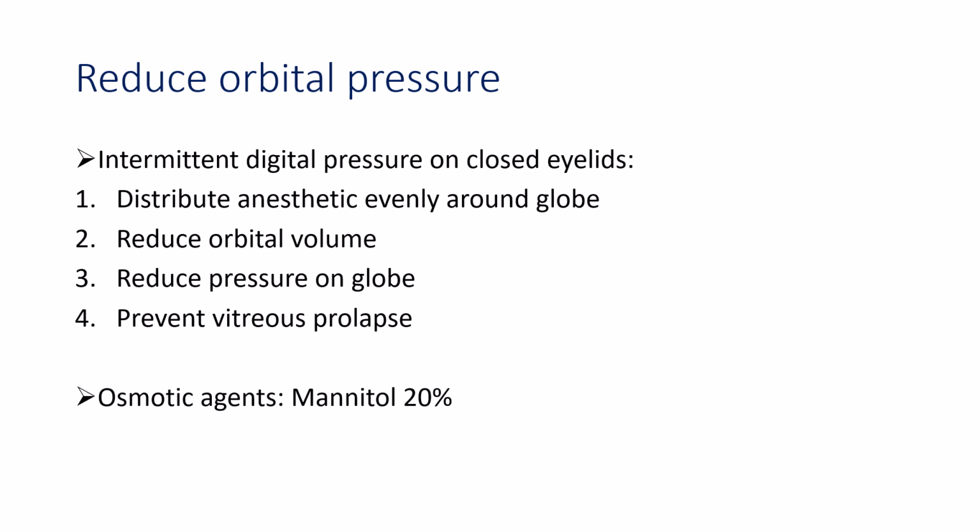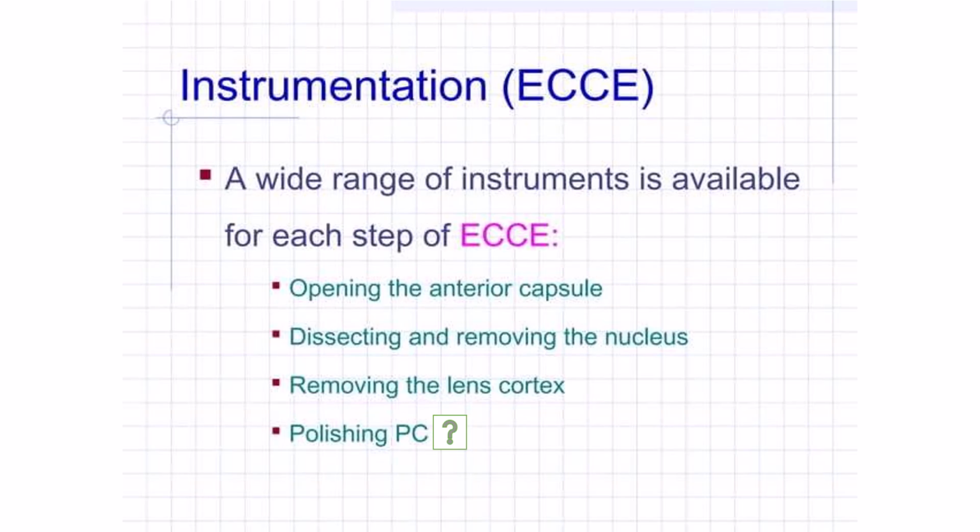If one is giving a peribulbar or a retrobulbar block, one needs to do digital massage on closed eyelids so as to reduce the orbital pressure. Else, the orbital pressure is going to increase, the vitreous pressure is going to increase, there is going to be a lot of back pressure, and it's going to cause complications in surgery. So always we massage after doing a retrobulbar or a peribulbar block. If required, an osmotic agent can also be given.